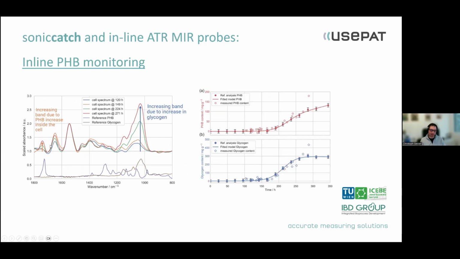If you look at the spectra over the process time, so it's a long process, we can see that the PHP band is increasing, indicating that the cells actually accumulate PHP, which we also know from the reference measurement. Since it's of limited time, just to show you, this is also available as a free publication. We can really monitor this while the process is running and not wait for the offline samples. So this is a great use of our ultrasonic add-ons to enhance a classical spectroscopic measurement.